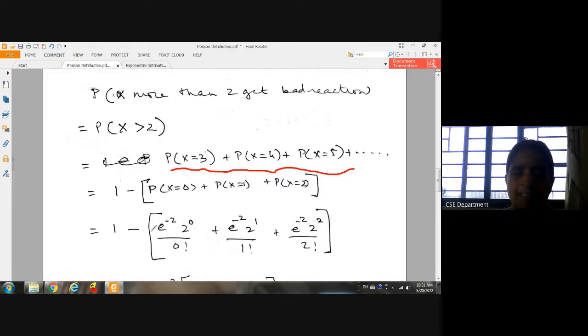1 minus P(X = 0) is what? e to the power of minus m. m we have calculated as 2 in the previous step. e to the power of minus m, m to the power of 0 by factorial 0, plus P(X = 1), e to the power of minus m, m to the power of 1 by factorial 1. Here r is 1, so everywhere you put 1. Here P(X = 2), so everywhere you will put 2.